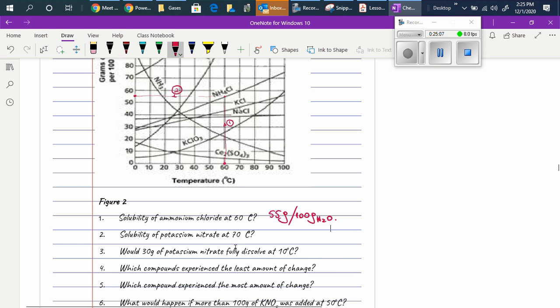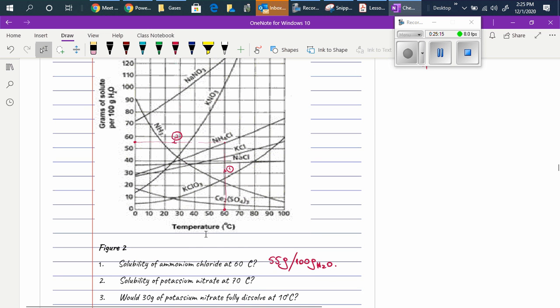Okay. Next one is solubility of potassium nitrate at 70 degrees Celsius. I will change the color here. So potassium nitrate is this one, KNO3, and we are looking at 70 degrees Celsius.